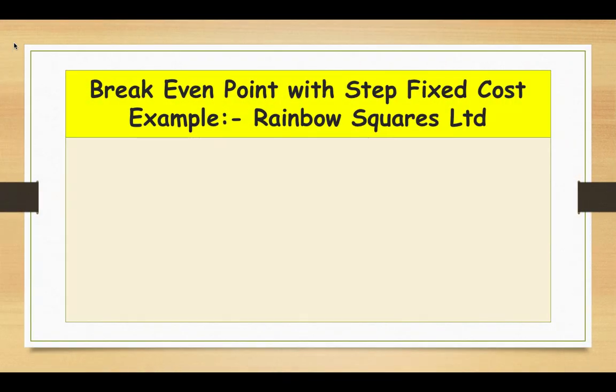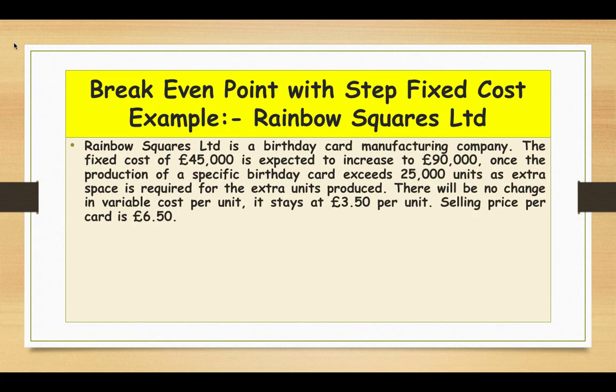Here we are going to see the break-even point with step fixed cost. The example is called Rainbow Squares Limited. So we'll see the question here. Rainbow Squares Limited is a birthday card manufacturing company. The fixed cost of 45,000 is expected to increase to 90,000 once the production of a specific birthday card exceeds 25,000 units, as extra space is required for the extra units produced.